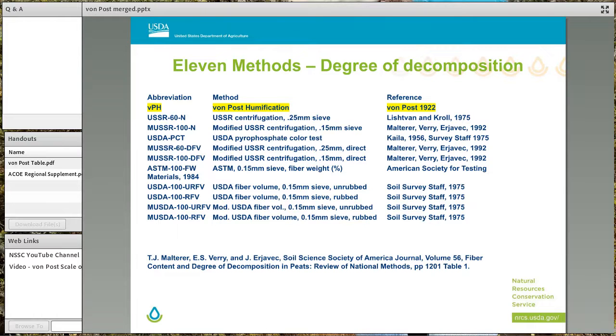A little research found that there were many options to choose from. These methods are from an article in the Soil Science Society of America Journal. Several methods employ the use of a centrifuge. Other methods require weighing a dried sample, which would require drying time and a scale. Neither of these methods were field-friendly means of determining the degree of decomposition of an organic layer. The USDA pyrophosphate color test was rated as most inaccurate of all 11 methods. The von Post scale and method quickly jumped out as the most field-friendly and accurate test we could find.